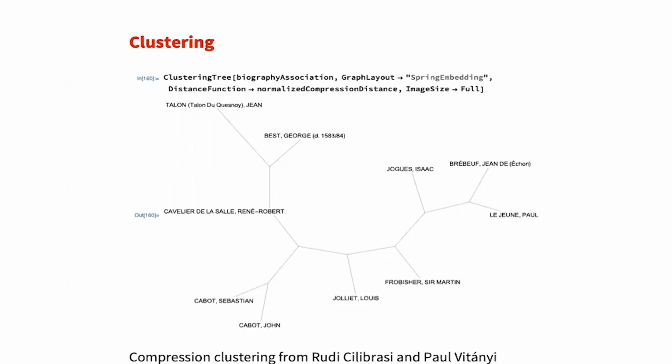This particular slide shows a compression clustering algorithm that was developed by Rudi Cilibrasi and Paul Vitanyi. It's based on Kolmogorov complexity, but in a form that can be implemented on a computer. And it is used here on the biographies of various people who were important in early Canadian history. And it shows us relationships between those people. If you know these people or this time, you'll recognize some of these people in the relationships.